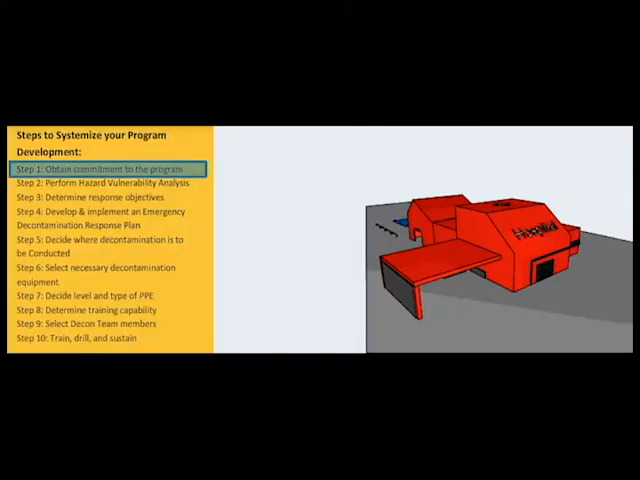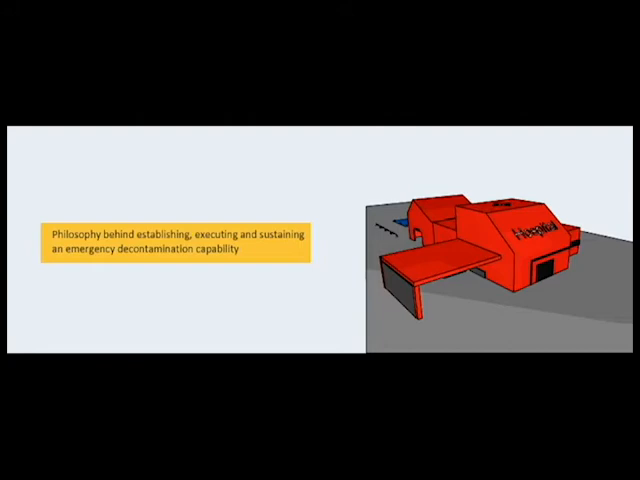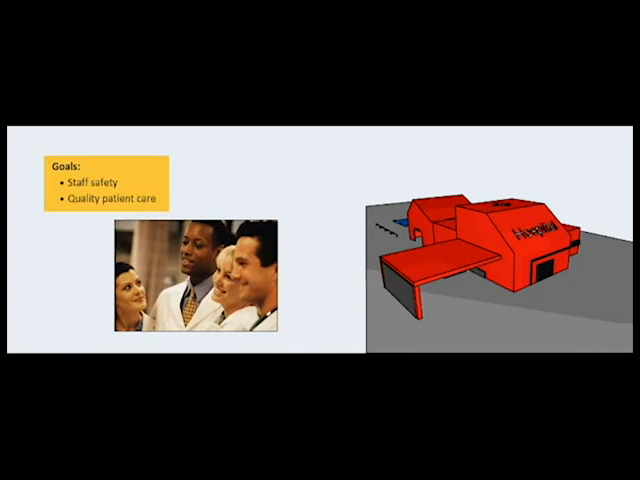Step 1. Obtain commitment to the program. Step 1 is more of a consideration of the philosophy behind establishing, executing, and sustaining an emergency decontamination capability, rather than a task to be completed. The primary goals of this program should be staff safety and quality patient care.